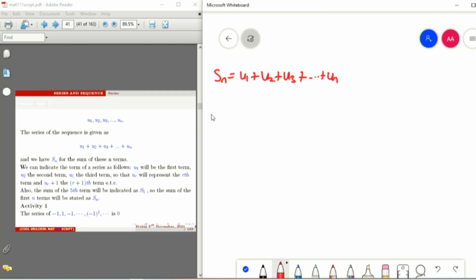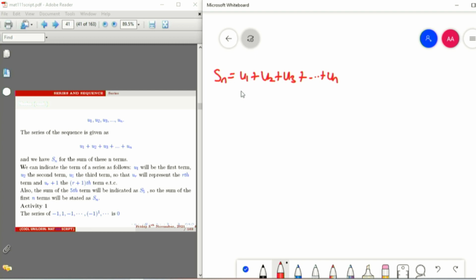Okay? We can indicate the term of a series as follows. U1 will be the first term, U2 the second term, U3 the third term, and then we can represent UR or UN to be the nth term or the rth term, and UR plus 1 to be the R plus 1th term. Okay?